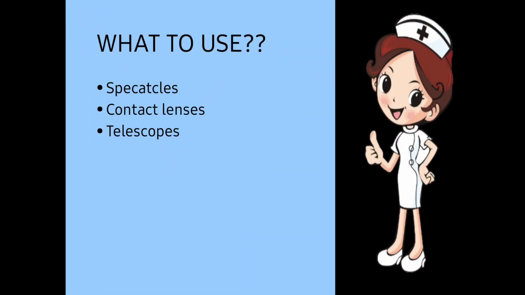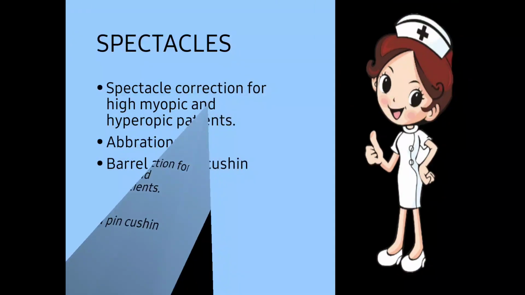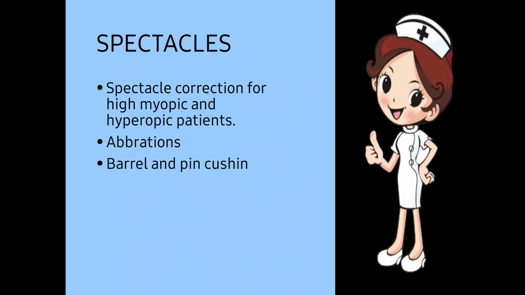So let's see what to use. Now for giving vision to low vision patients, different things are used. First one is the spectacle, next one are the contact lenses, and third one are the telescopes. Okay, these three things are given to the patients. Sometimes the telescopes are given in addition with the spectacles. So let's see how we can do. First one is the spectacle.